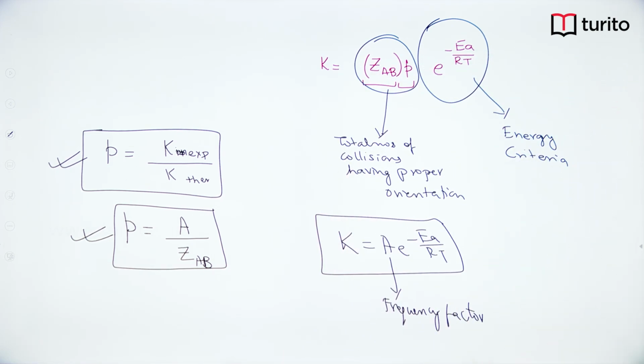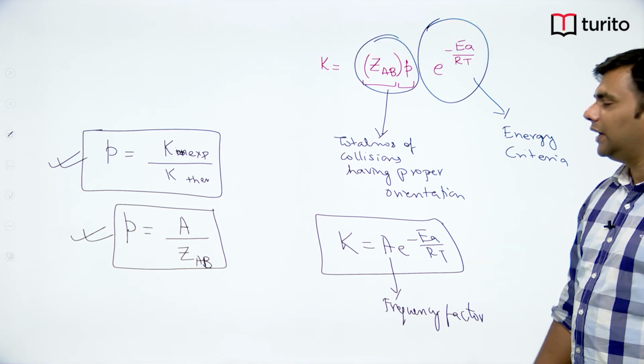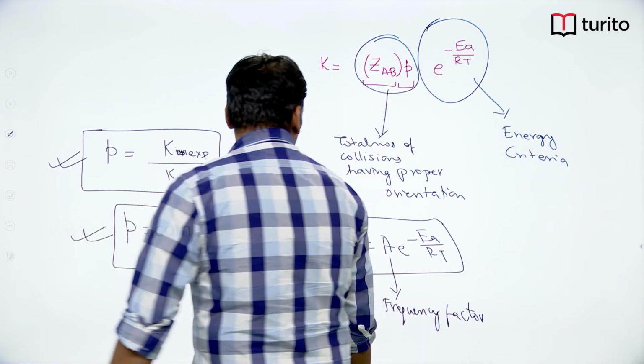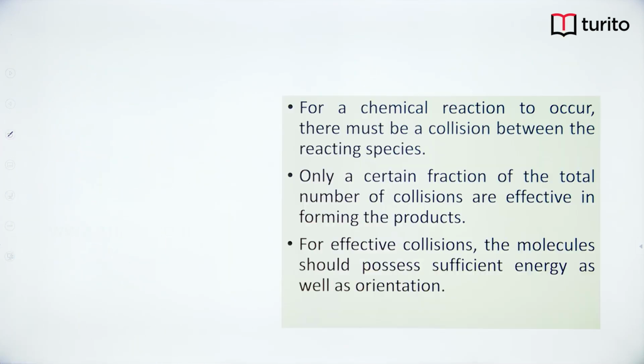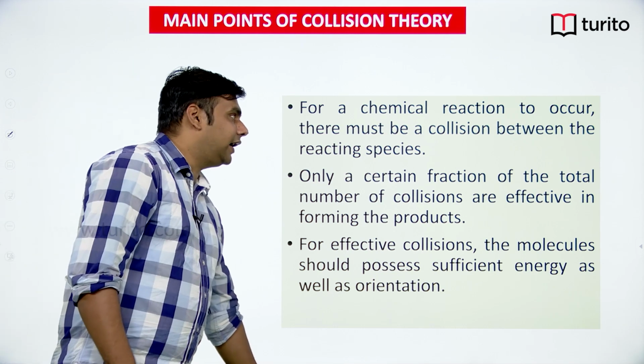This is again a very important theory that makes us understand a lot of aspects of reactions through its collision property. Basically this is the relationship between the rate of reaction and collision frequency. So we can write the rate constant as K is equal to ZAB into P, where P is the orientation or steric factor, ZAB is the collision frequency, and e raised to minus Ea by RT is your Boltzmann factor.